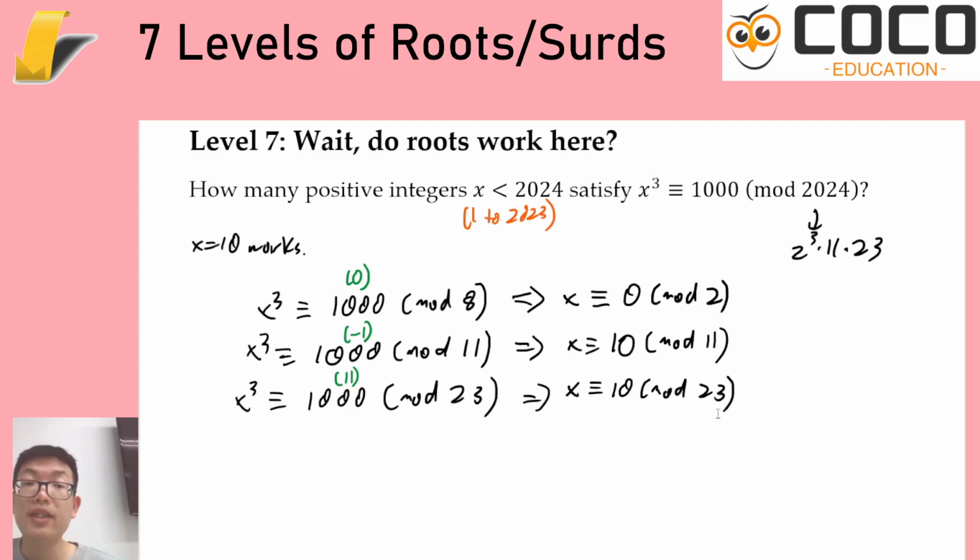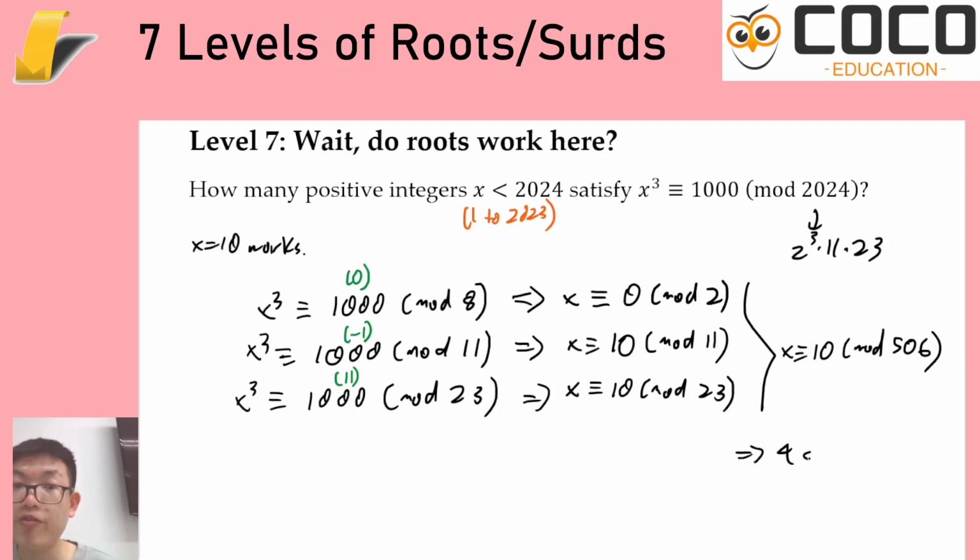It turns out that these are the only ones that work, which means that I can combine them back into x is 10 modulo their product, which is not 2024. It is modulo 506, which implies that there are 4 solutions.